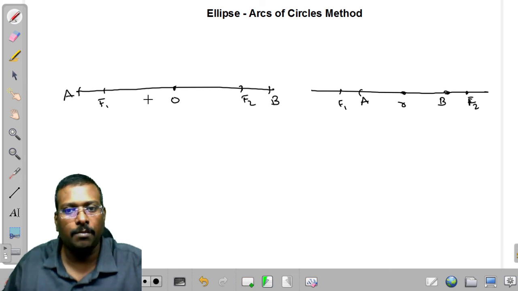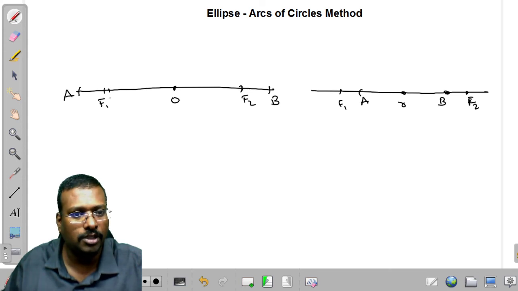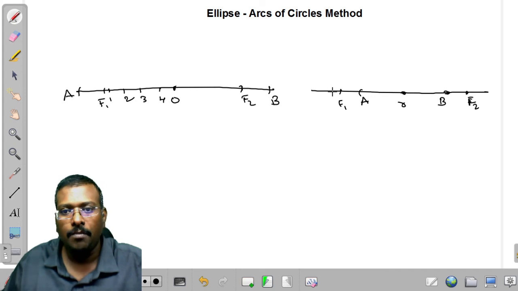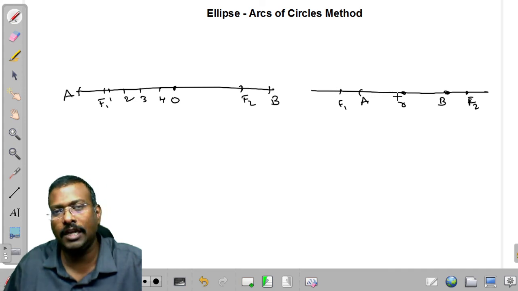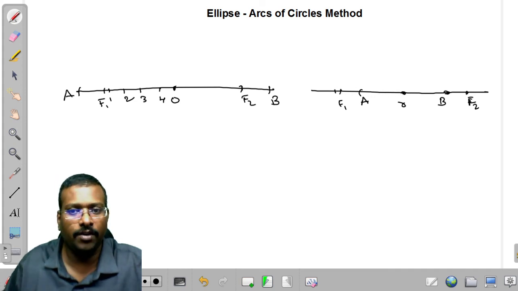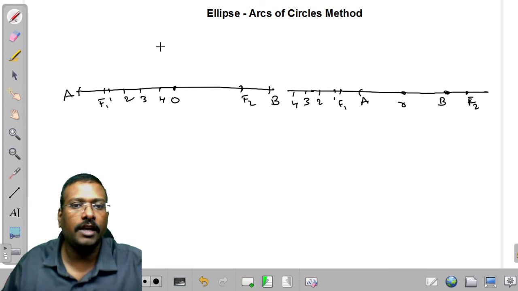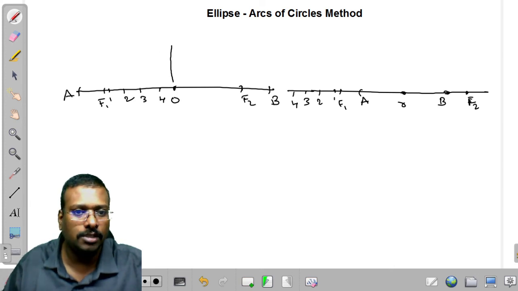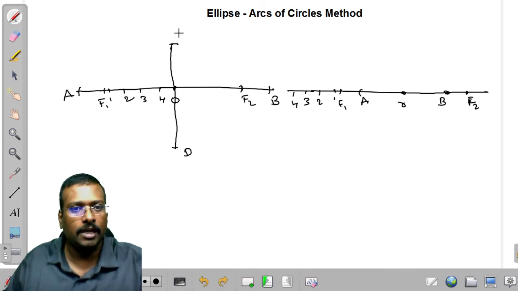Now mark the numbers from F1 onwards. The first one is close, and the numbering goes on increasing. But here from F1 we should not give the points towards O, it should be away from O. This is 1, 2, 3, 4 like this. Now in case of the ellipse, draw a vertical line here. Take OA as radius, F1 as center, draw the arcs, we will get C and D. This is only for the ellipse.